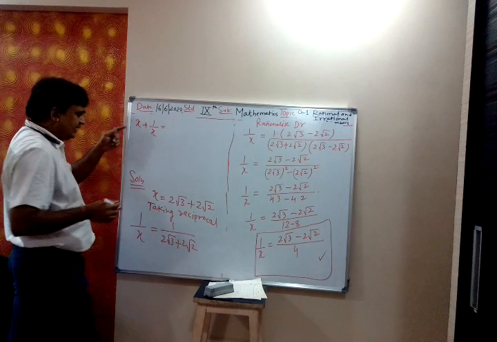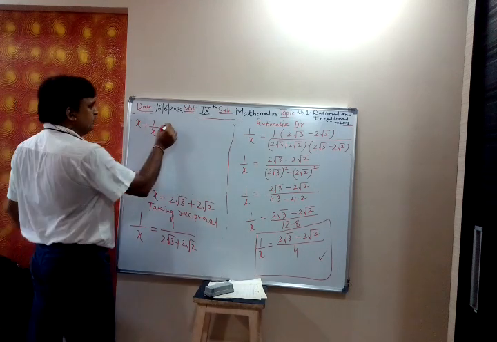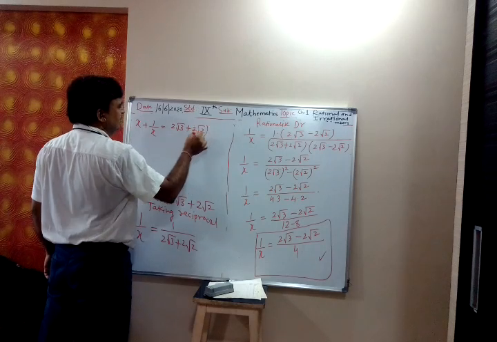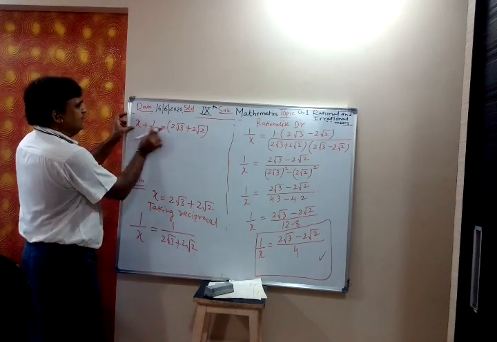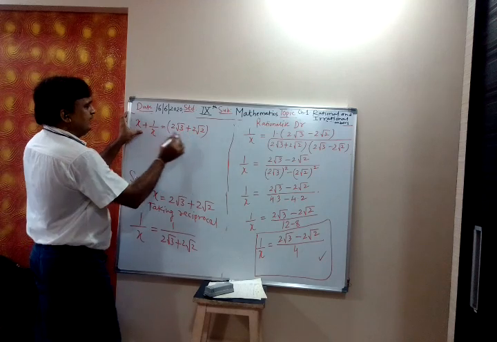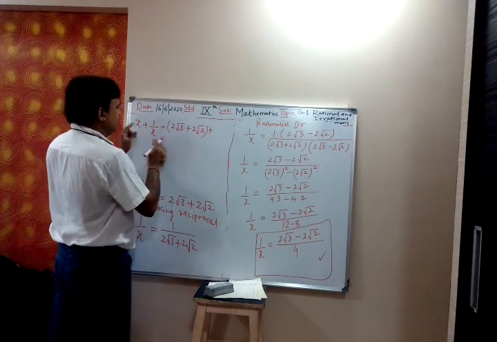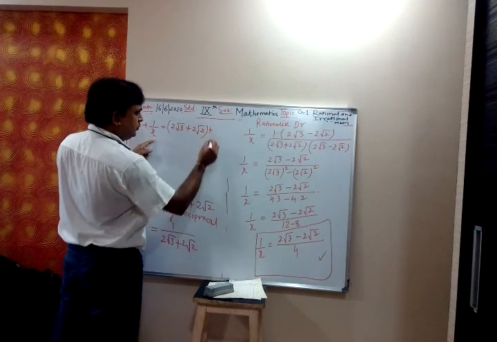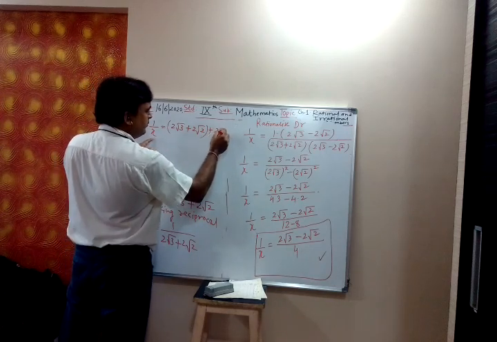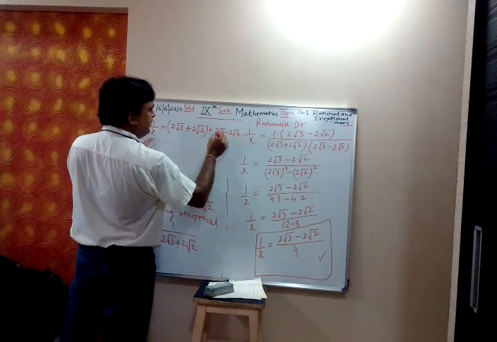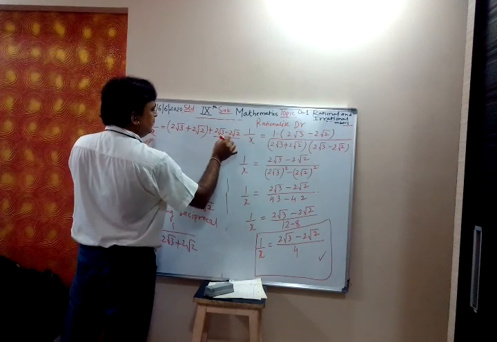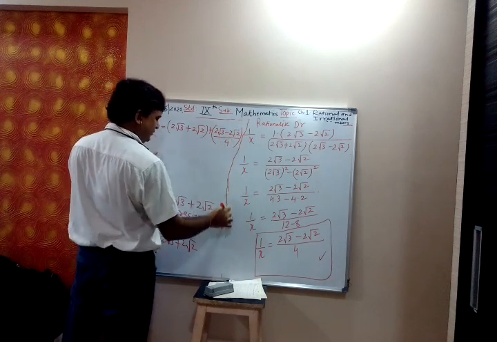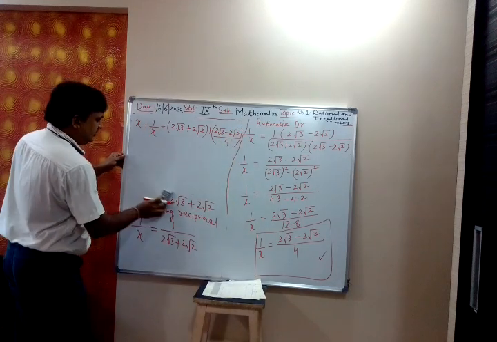Now you tell me what is x? X is 2 root 3 plus 2 root 2, correct? In place of x I will put this value, plus 1 upon x. What is 1 upon x? 2 root 3 minus 2 root 2 upon 4. This is the value of 1 upon x, no?